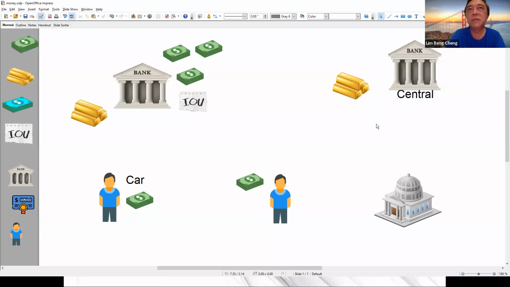But you cannot collect everything back. If you collect everything back, nobody has money, and then nobody can buy anything. One good thing is that if there's a lot of money floating around, people will feel rich and just anyhow buy things. So there will be a lot of money floating around.